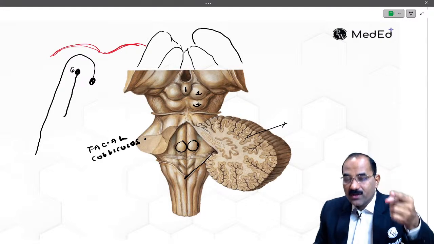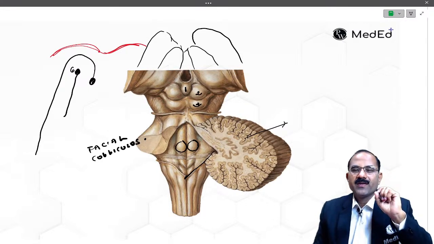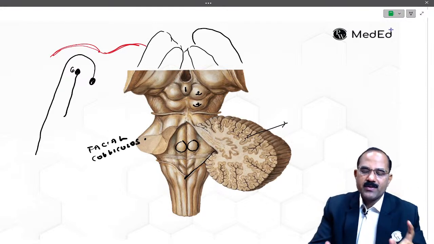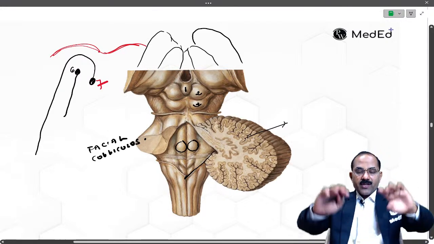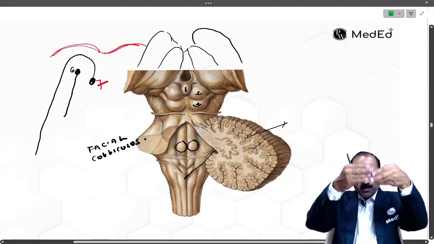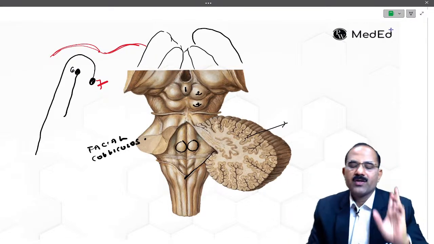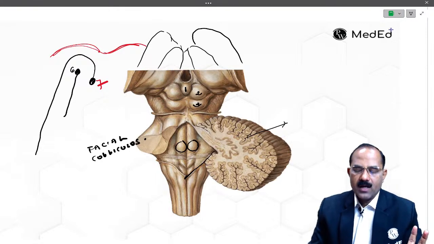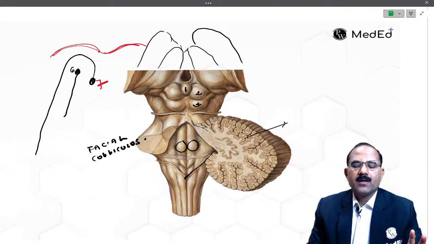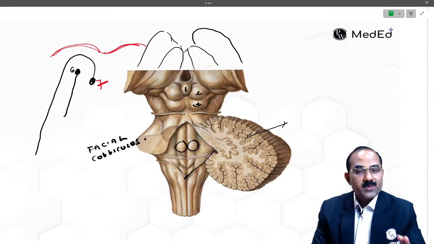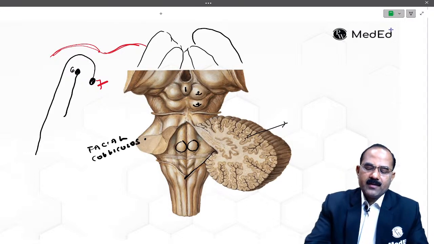Fibers of which nerve form the facial colliculus? Facial nerve. And which is the nucleus beneath the facial colliculus? That's the abducens nucleus. So what is the facial colliculus? The fibers of the facial nerve form an elevation as they wind around the abducens nucleus. That's the facial colliculus. Remember this. Neuroanatomy is awesome. It's beautiful. You just have to understand it.